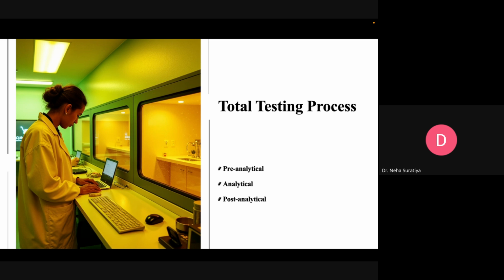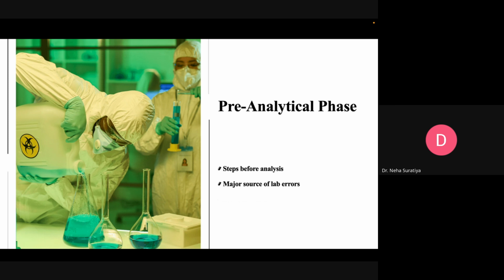Okay, so understand these three very important steps of the total testing process: pre-analytical, analytical, and post-analytical. I hope it is clear to you. Pre-analytical means before the sample reaches the lab. Analytical means the things in the laboratory, and post-analytical means after the result is generated. So understand these three different steps, so it will give you an idea about the errors that can happen.